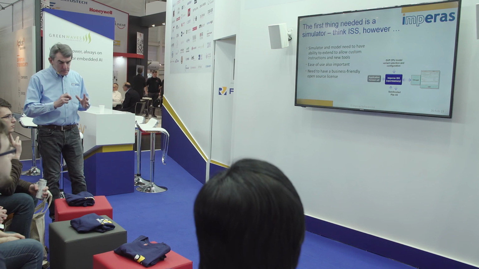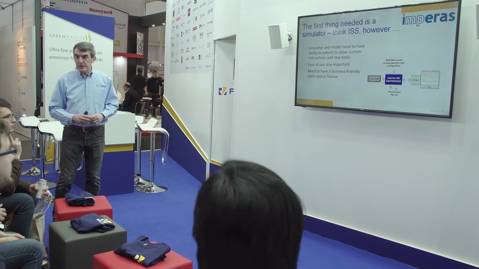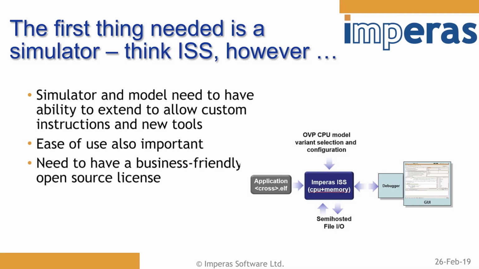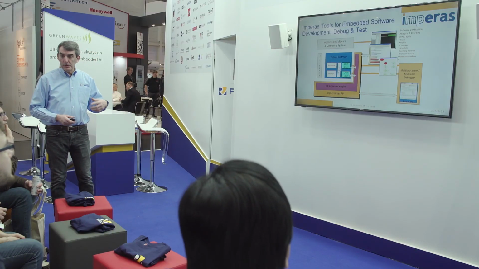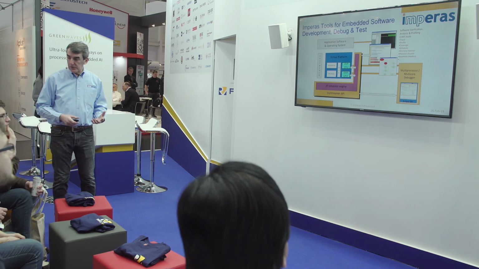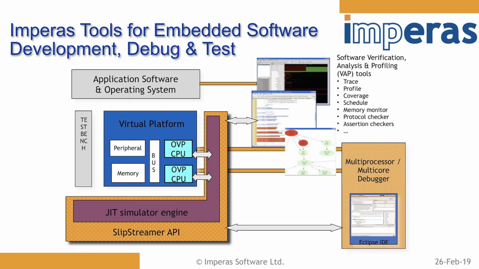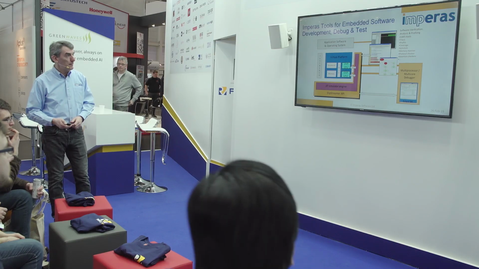Within Imperas, we have an instruction set simulator that models the entire architecture of RISC-V. This then allows you to add on your custom instruction as a C file. This is our development environment, which supports all the debug and analysis tools that you'll need as you profile your application and debug your application, basically the starting point, and then when you have your custom instruction.